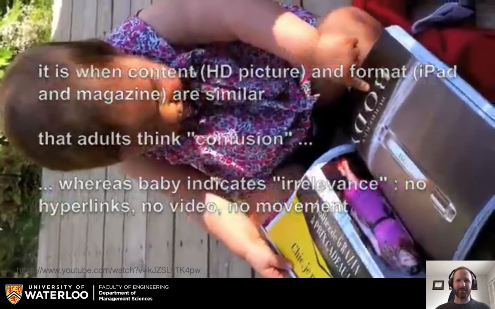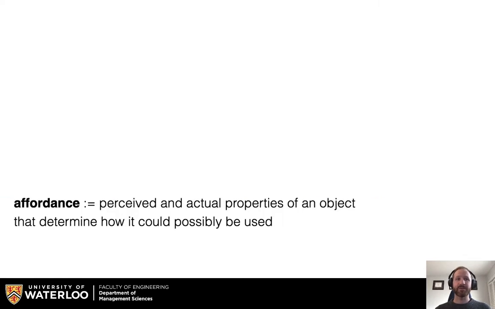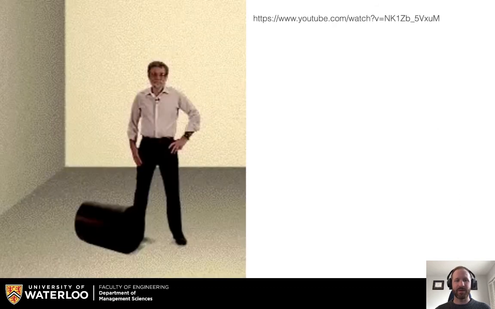So what's going on here? Well, using some of the language you already know in the class, we might know that this is an example of affordances. An affordance is the perceived and actual properties of an object that determine how it could possibly be used. One classic example is this, the masochist teapot that Don Norman likes to use. You can imagine how it might work, but you're not very happy about it. Let's hear Don Norman himself talk about these concepts.